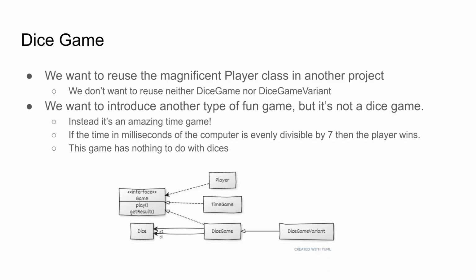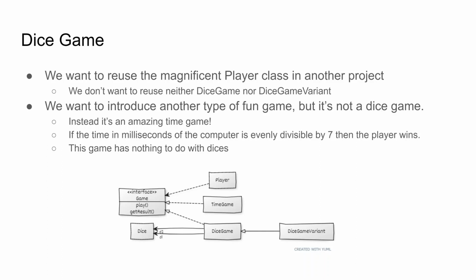So an example, we want to reuse the magnificent player class in another project. As we saw from the previous design, the player class is connected to the dice game, and the dice game in turn is connected to the dice. And we simply don't want that. We want to just reuse the player class as easy as possible. So we don't want to reuse dice game, and we don't want to reuse the dice game variant.